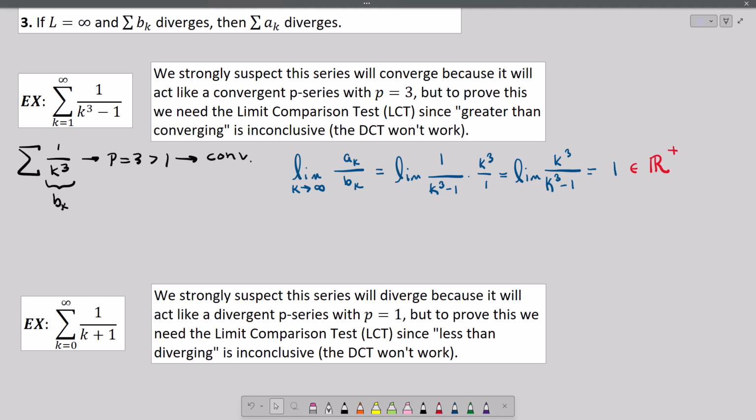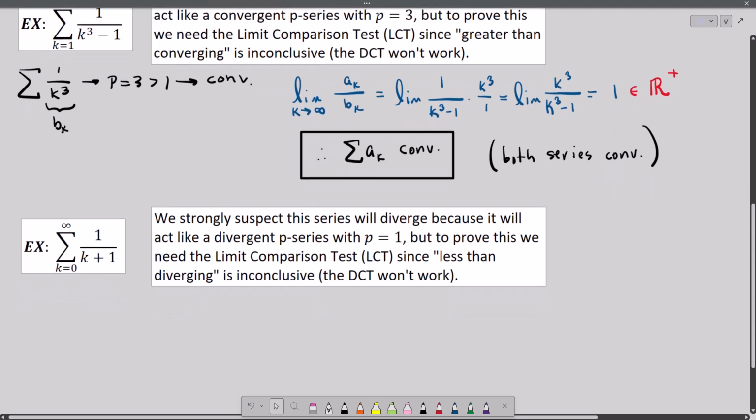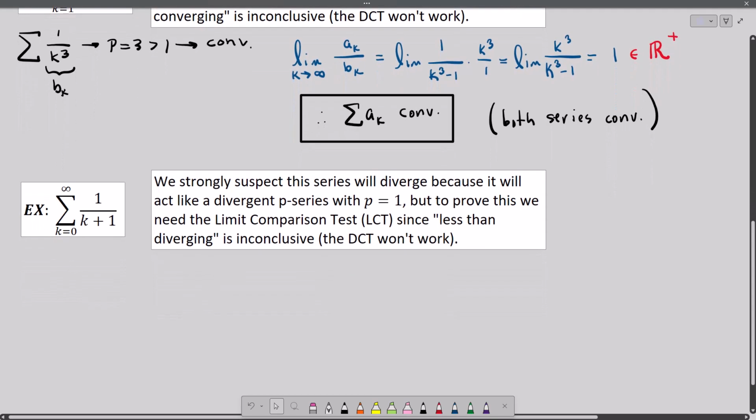So our conclusion is that therefore the a sub k series is going to converge. The a sub k series is always the one that we're analyzing. You could be a little bit more generic and say both series converge. Either of those is totally fine to say. This general notation just means the series that you're analyzing. The a sub k series is always the one you're analyzing. All right. So similarly with this one, we know that our b sub k series is the harmonic.